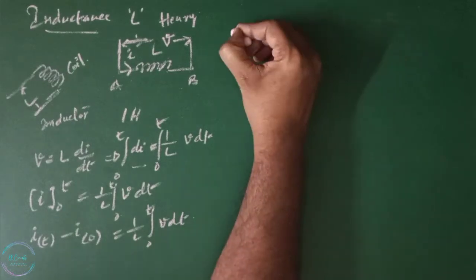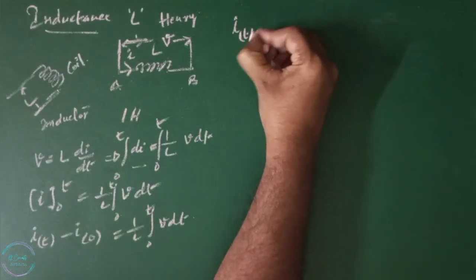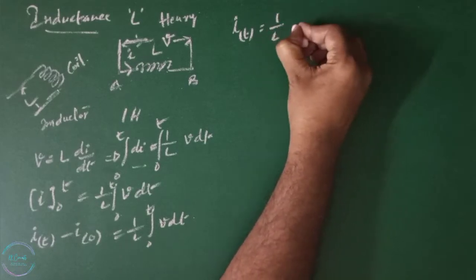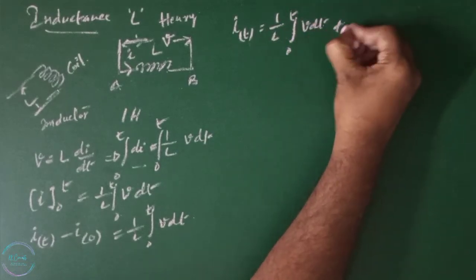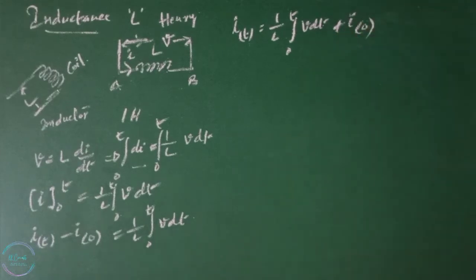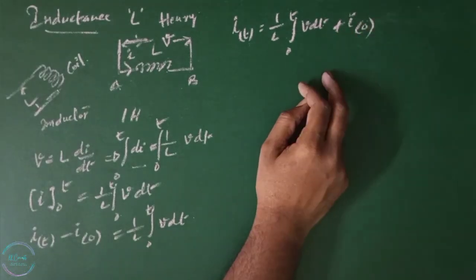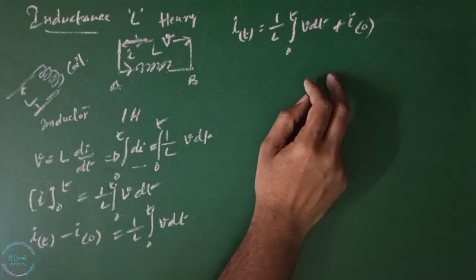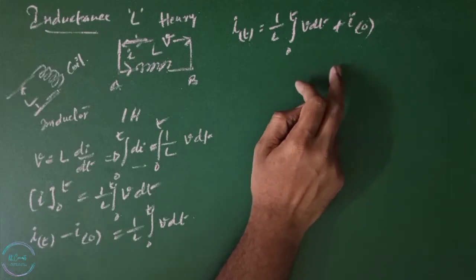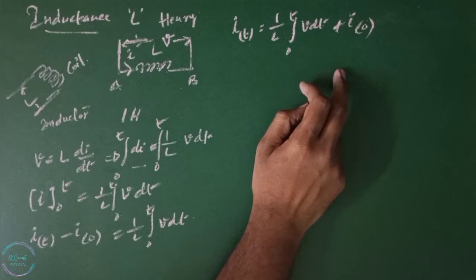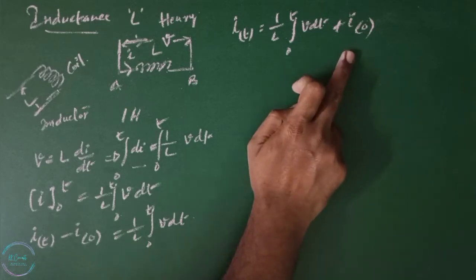Then I of t equals 1 by L integral 0 to t of V dt plus I of 0. So from this equation we note that the current in the inductor depends upon the integral of the voltage across its terminals and the initial current in the coil, I of 0.